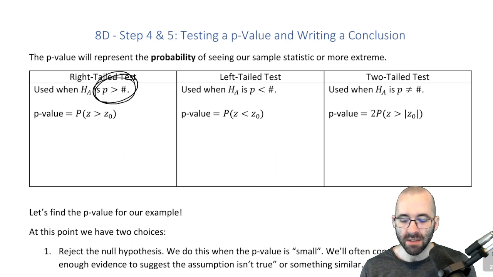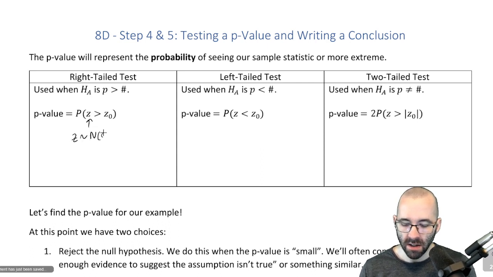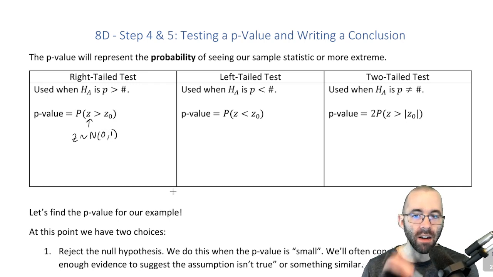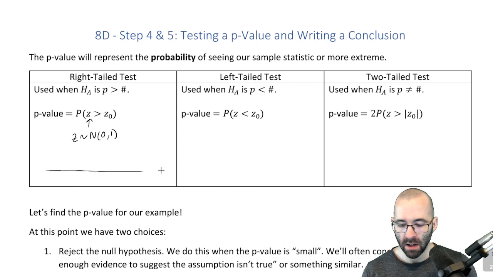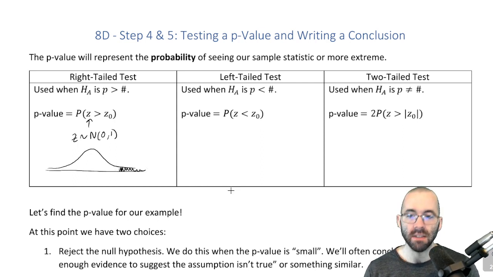So in a right-tailed test, if we're looking at this, the p-value is just what's the probability. And remember that standard z has mean 0 and standard deviation 1. What's the probability that a normally distributed random variable is at least our test statistic? And visually, it's going to look like this. That's why it's called a right-tailed test. The probability that we're bigger than something is shading something on the right.